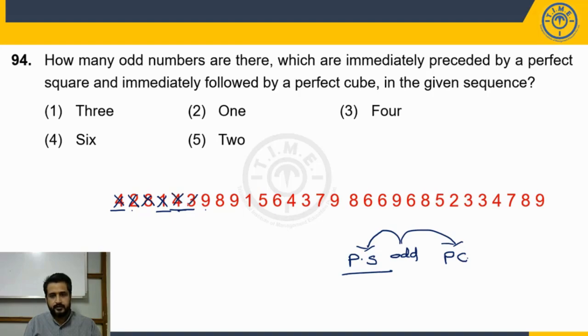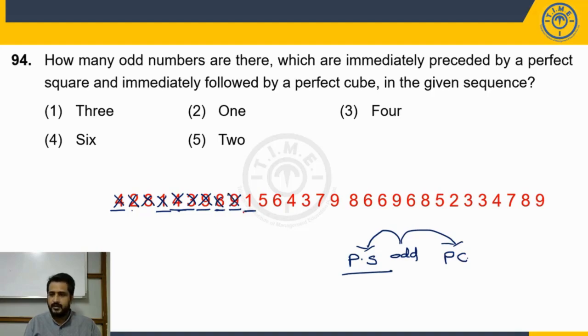Is it a perfect square? No. Is it a perfect square? Yes. Followed by an odd number? No. So not. Perfect square? No. Perfect square? Yes. Followed by an odd number? Yes. Followed by a perfect cube? No. So not the 9.